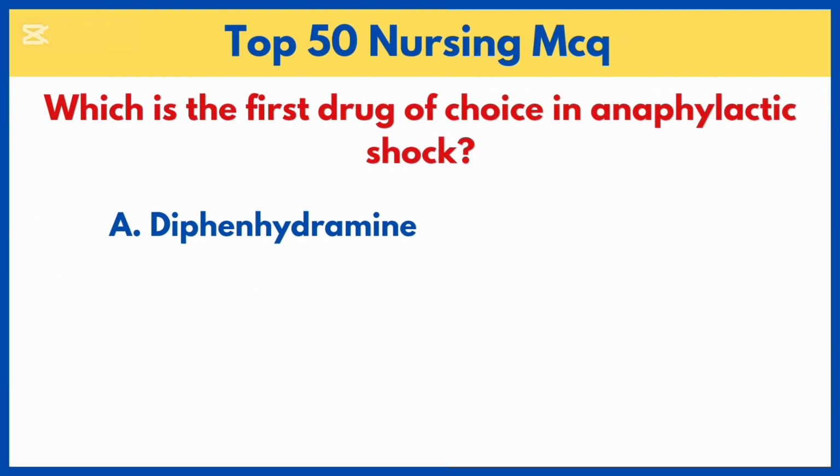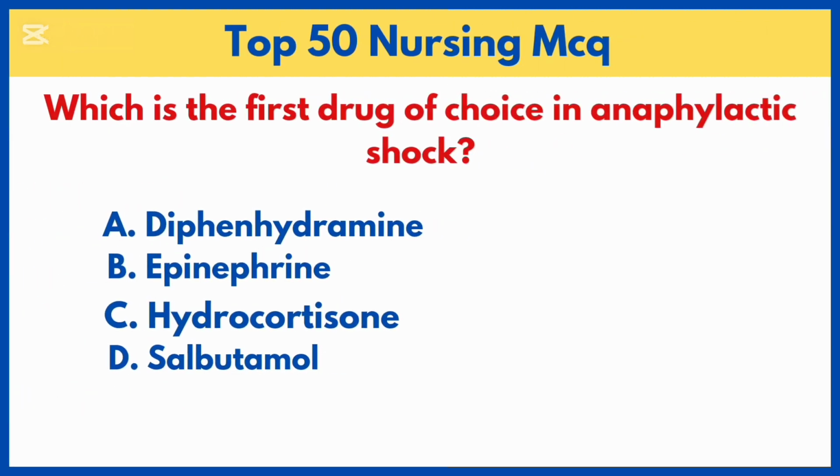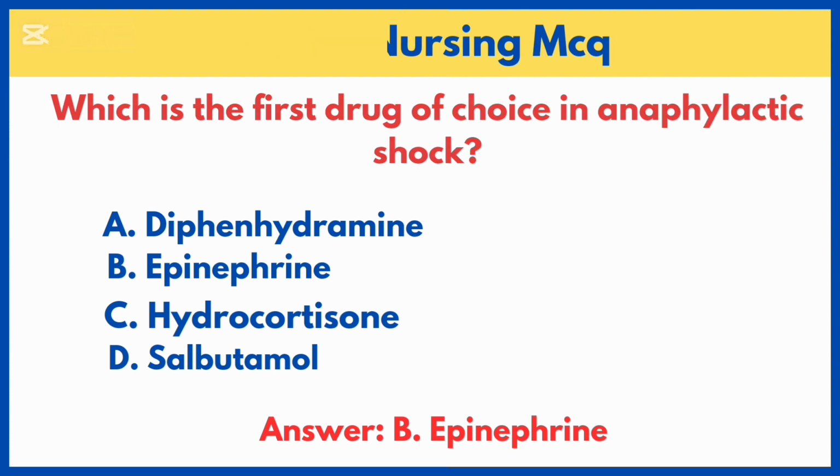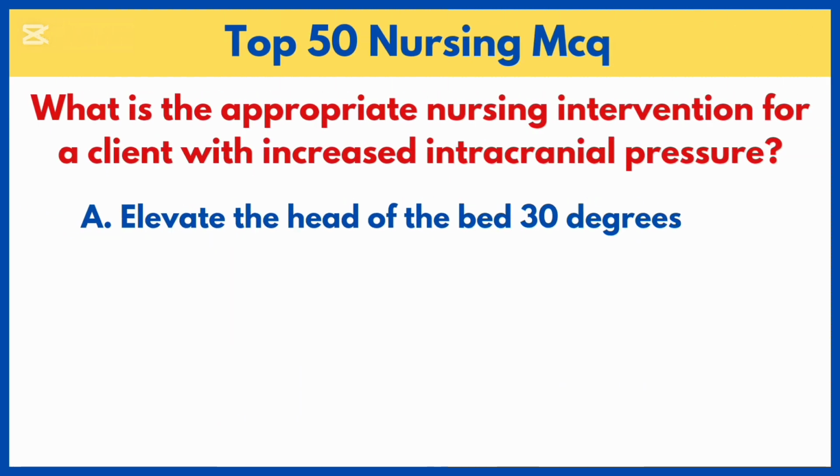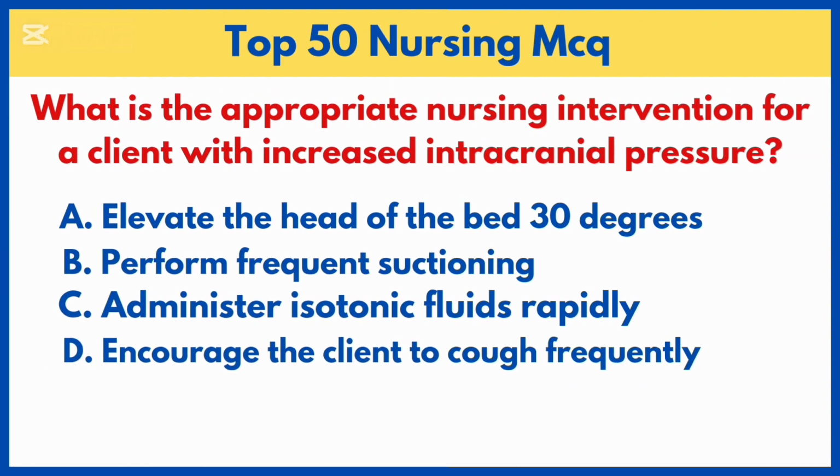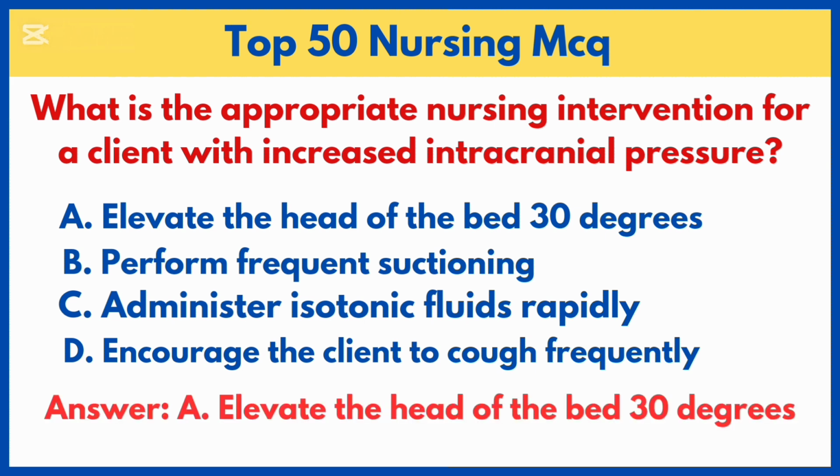Which is the first drug of choice in anaphylactic shock? Correct answer is option B, epinephrine. What is the appropriate nursing intervention for a client with increased intracranial pressure? Correct answer is option A, elevate the head of the bed 30 degrees.